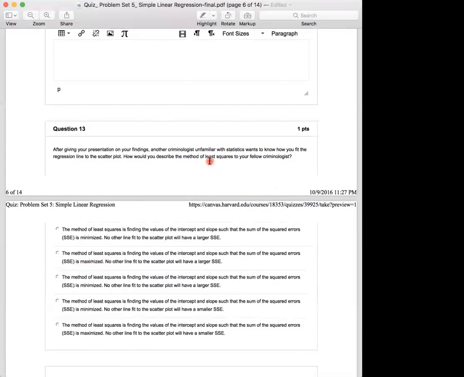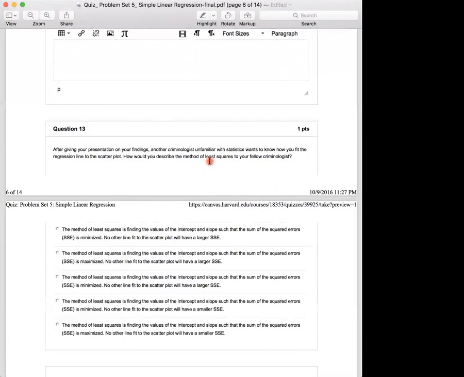The key element that I emphasized earlier in the week is that our method for the simple linear regression is to essentially find the values of the intercept and slope such that the sum of squared errors is minimized. That is, no other line fit to the scatter plot will have a larger sum of squared errors. So this is something we try to minimize, and in fact, you can use calculus to minimize it. You just find the minimum of the sum of squared errors. It's not something you have to do here, but that's essentially how we assess it.